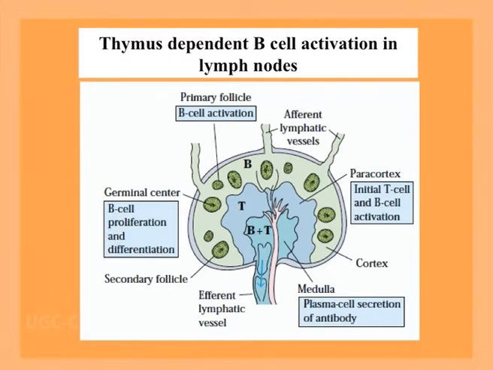This is the structure of a lymph node. We can divide the lymph node into three parts. The outer region is called the cortex, the middle layer is called the paracortex, and the innermost layer is called the medulla. In the cortex region, B lymphocytes are arranged in concentric circles called primary follicles. Since B cells are present in the primary follicles, B cell activation takes place in those follicles in the cortex region.